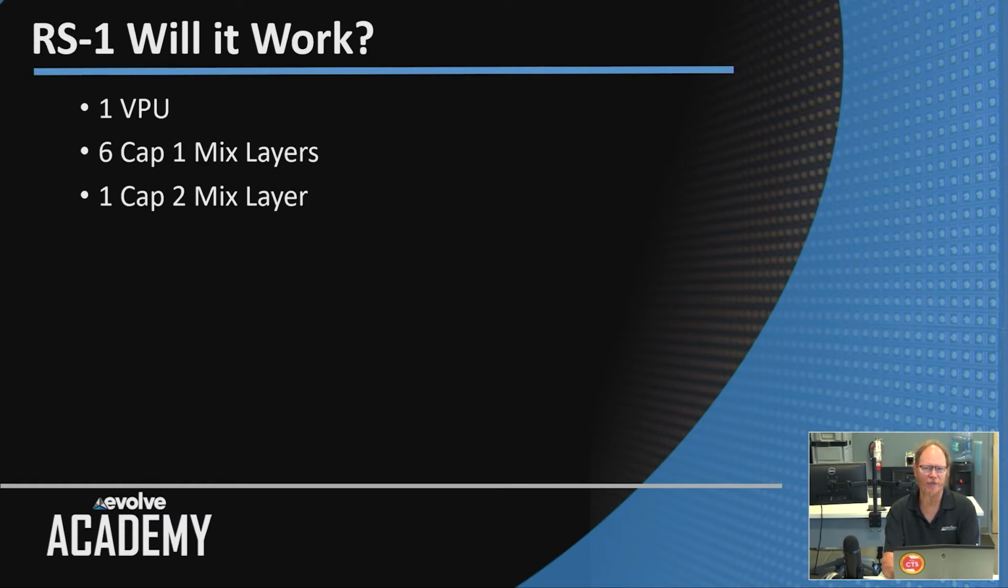1 VPU. I need 6 capacity 1 mix layers and 1 capacity 2 mix layer. So an RS1, if you look in the simulator, an RS1 has 1 VPU. 1 VPU is 4 4K mixing layers or up to 8 capacity 1 mixing layers or a combination. So 6 capacity 1 mix layers and 1 capacity 2 mix layer. That is doable in 1 VPU most of the time.